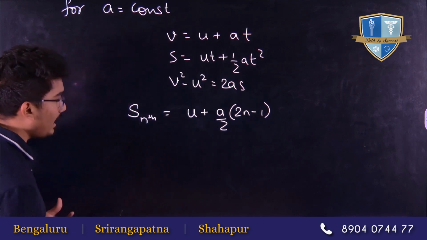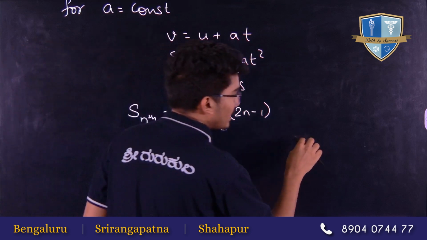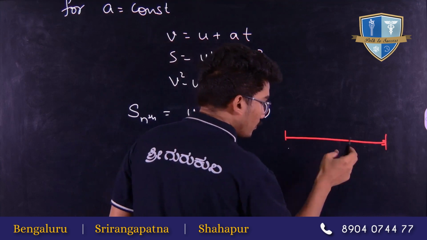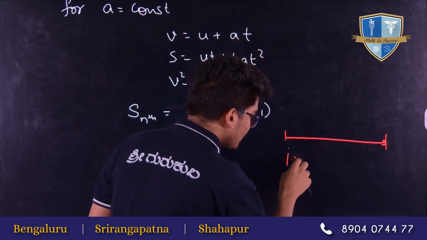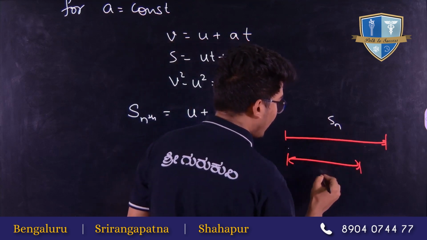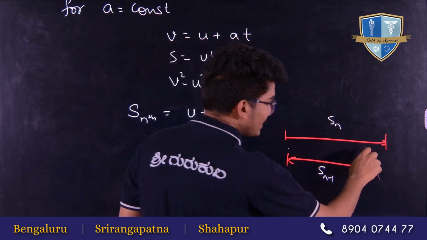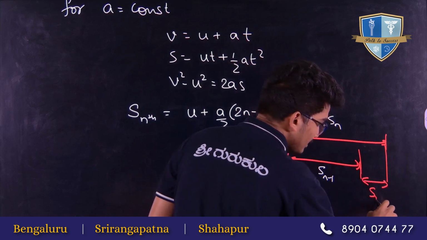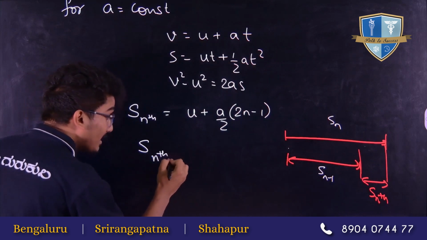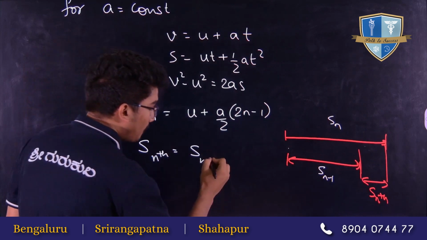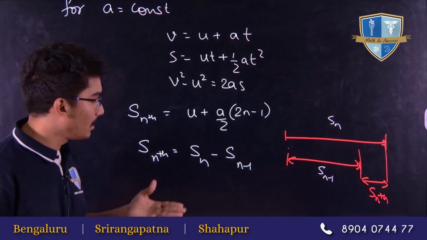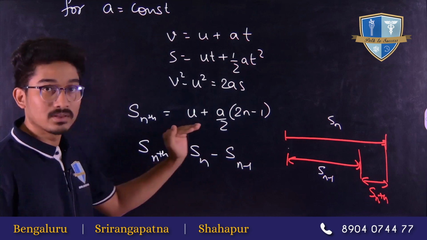What is the concept behind displacement at nth second? Let's suppose a vehicle is moving this much distance in n seconds. What will be the displacement in nth second? Let's suppose this is the distance traveled by the vehicle in n minus 1 seconds. So this is Sn and this is Sn minus 1. What will be the displacement in nth second? It will be Sn minus Sn minus 1. So displacement in nth second is displacement in n seconds minus displacement in n minus 1 seconds. If you don't remember the formula, you remember the concept as well. You can simply use this concept to solve the question, correct?